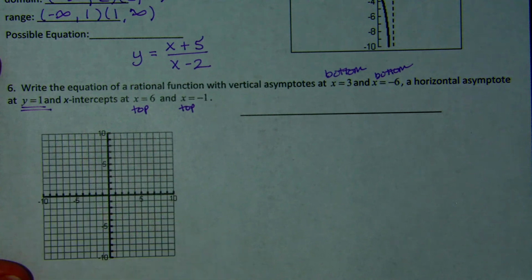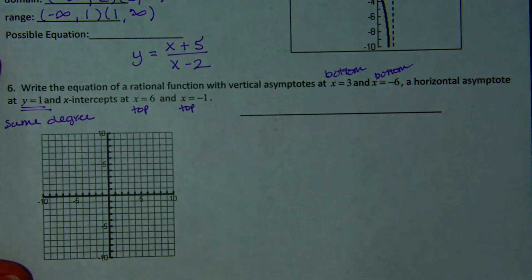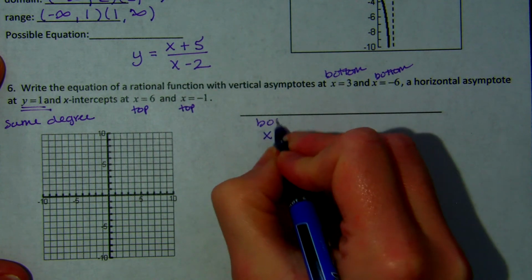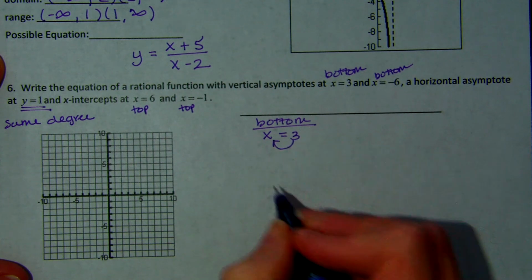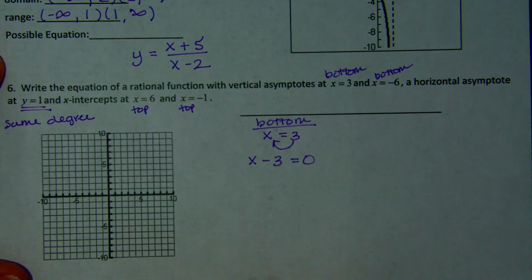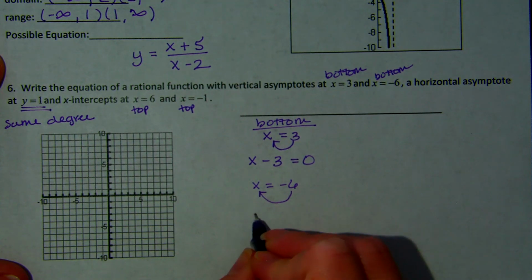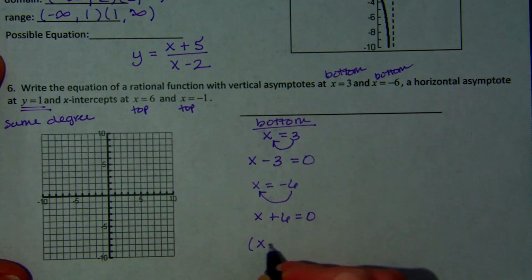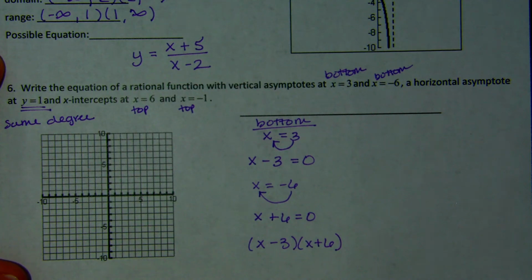Because this is y equals 1, that means I have to have the same degree. Okay, well, if x equals 3, so here's my bottom, right? If x equals 3, move that 3 over. That means x minus 3 equals 0. And if x equals negative 6, move that negative 6 over. X plus 6 equals 0. That's your bottom. X minus 3, x plus 6. That is the denominator of this function.